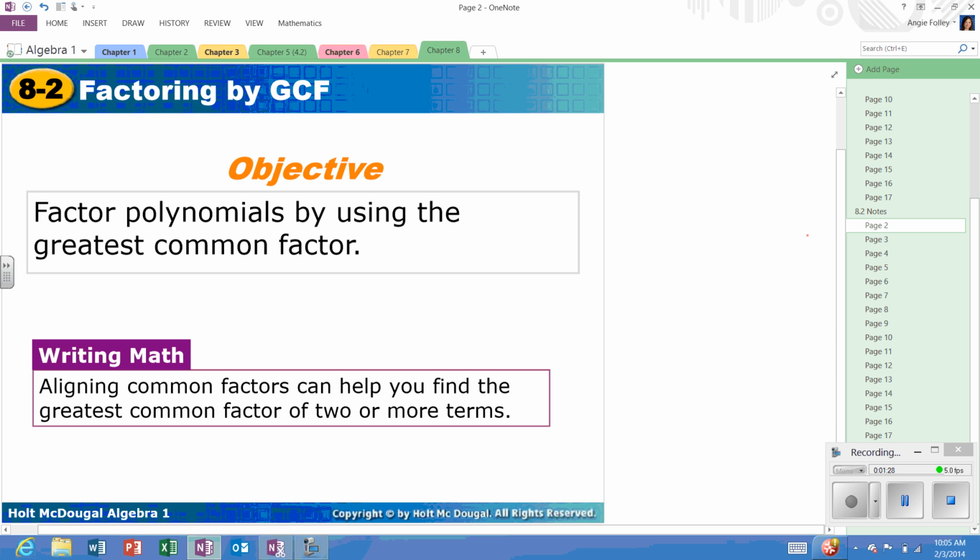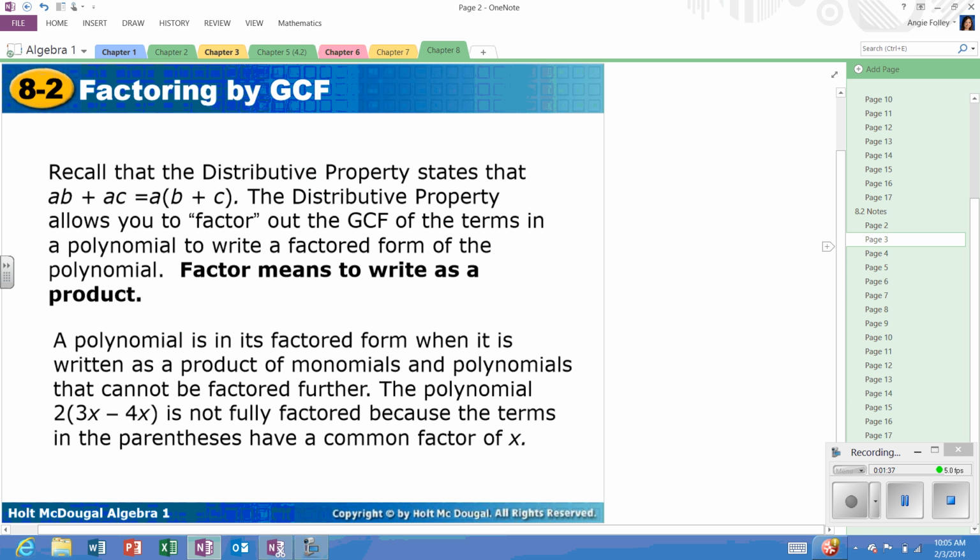So we're going to look at factoring polynomials by using the greatest common factor, and then make sure that you are aligning common factors so that it can help you find the greatest common factor when you're writing everything out. Just make sure you line everything up. Recall that for the distributive property, if I have AB plus AC, I can pull out an A and have B plus C in parentheses. The distributive property allows you to factor out the greatest common factor of the terms in the polynomial.